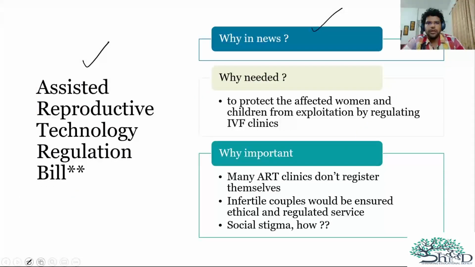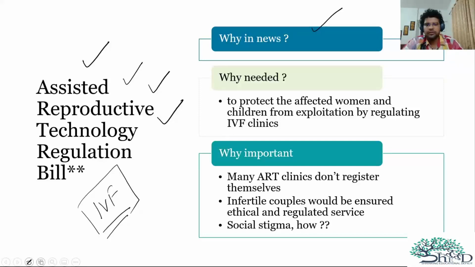Now you might have gotten the hint. What is assisted reproductive technology? This is basically helping people who are infertile get babies, right? And mostly the most common platform is IVF, right? We have discussed IVF, so that is the ART. So we need to protect the women and children from exploitation by regulating the IVF clinics.